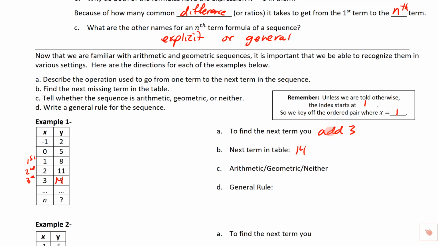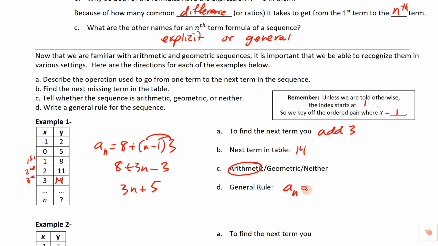And remember, if we're adding the same thing every time, then this is going to be arithmetic. And let's write down a general rule for this. So this is going to be a sub n is equal to the first one, which is 8, plus n minus 1 common differences of 3. And then we'll distribute through, so we get 8 plus 3n minus 3, thinking ahead to the answer here. So this is 3n plus 5. So the general formula is a sub n is equal to 3n plus 5. That right there is what will determine the whole thing for us.